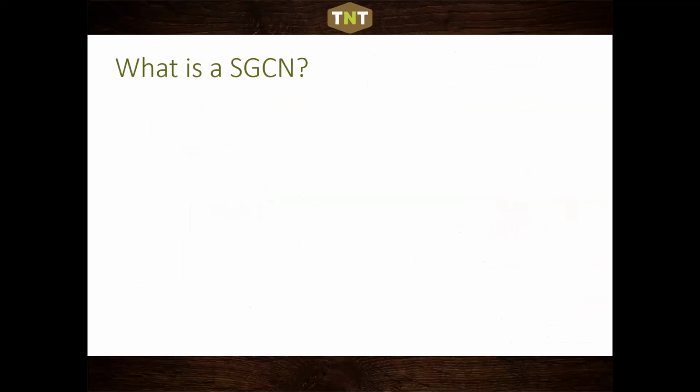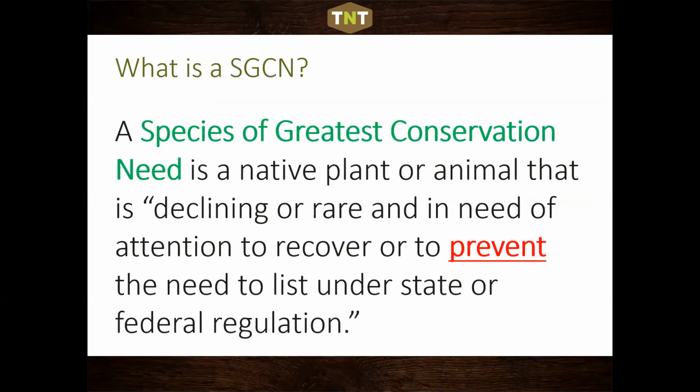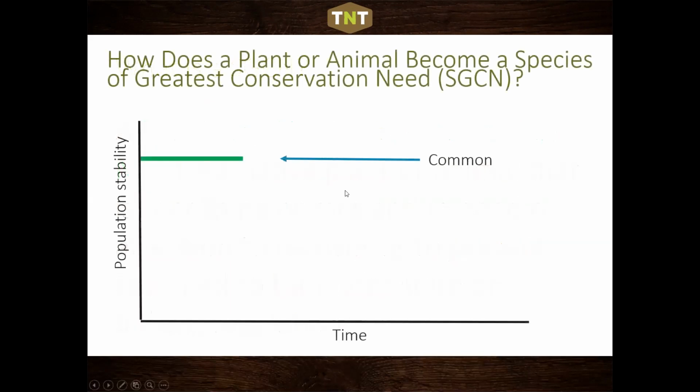So let's, first of all, what is an SGCN? What is a species of greatest conservation need? It is a native plant or animal that is declining or rare and in need of attention to recover or to prevent the need to list under state or federal regulation. So the idea is to not let it become a species of greatest conservation need, but for some species, that ship has already sailed.